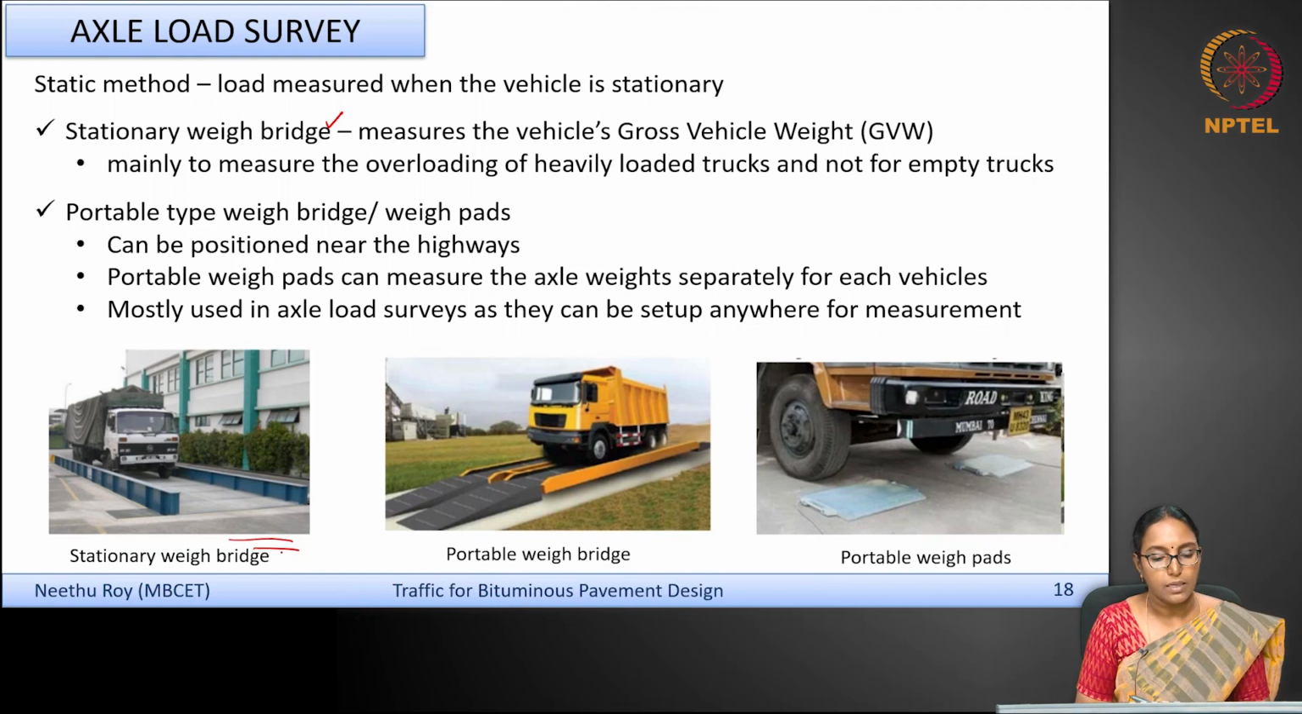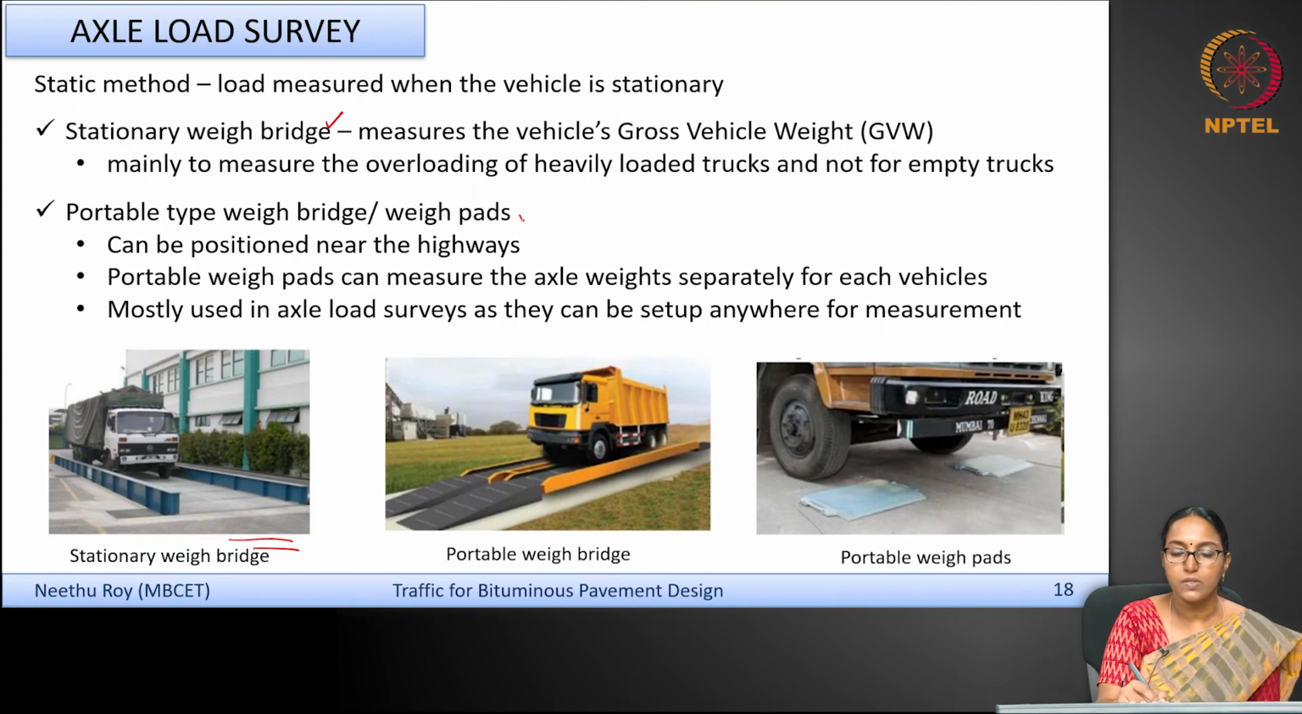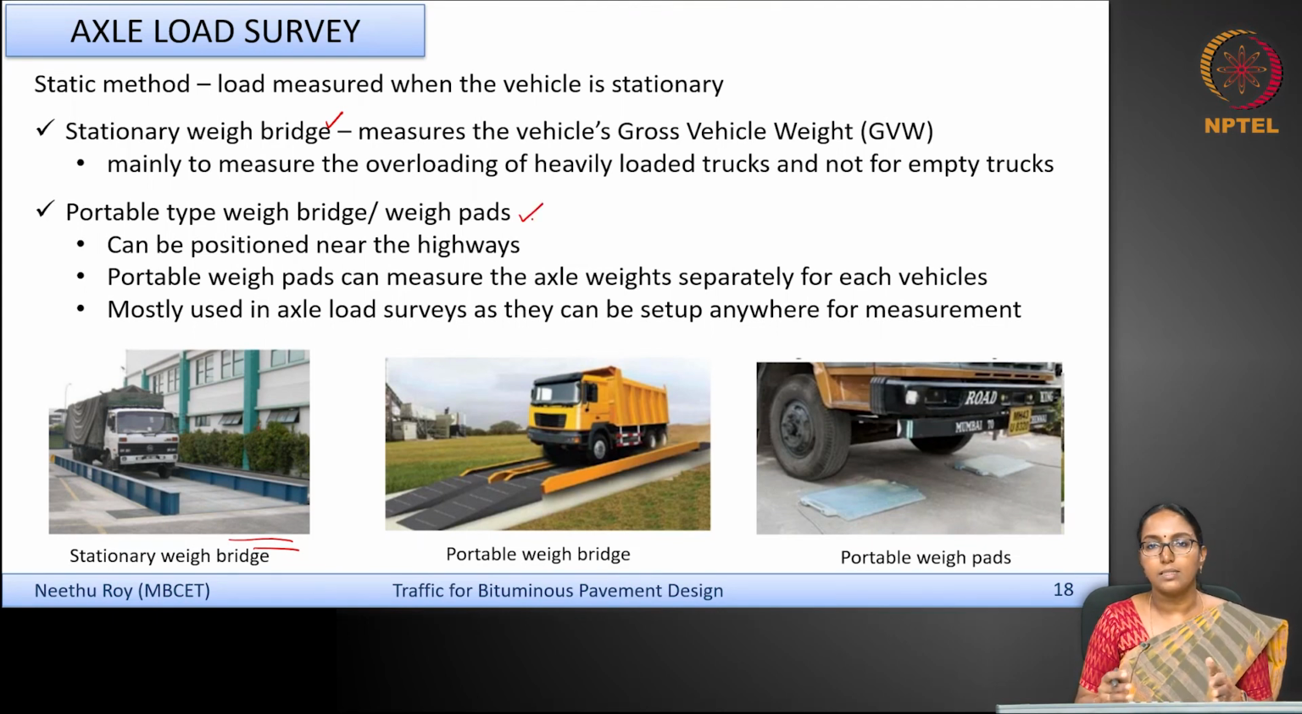Now, on the road, if you want to get the actual axle load spectra, you normally go for portable weigh bridges or weigh pads, so that they can be positioned near the highway where you want to conduct this axle load survey. You can ask the vehicles to move over on top of these weigh pads or weigh bridges, and the weights of the vehicles or the axles can be noted. What you see here is a portable weigh pad.